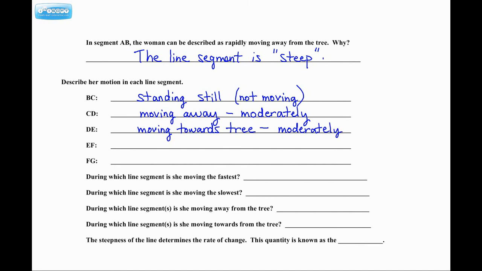All right. E to F. Once again, as time goes on, the distance is increasing, so she's moving away. But the line is quite shallow. It's not very steep, because the change in time is relatively large. So this means she's moving, let's say, slowly.